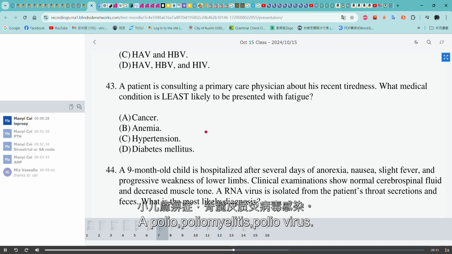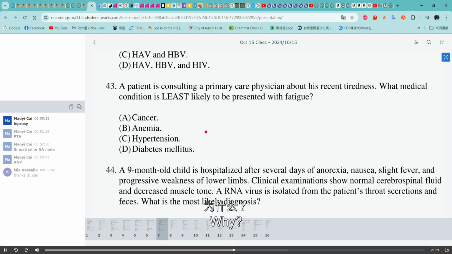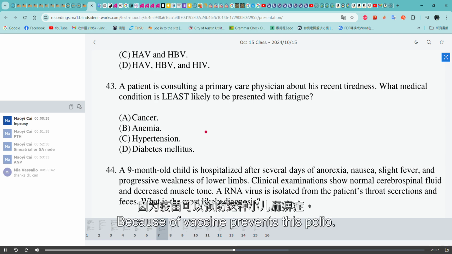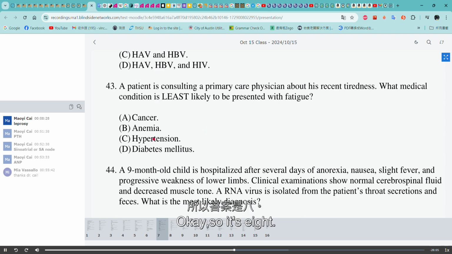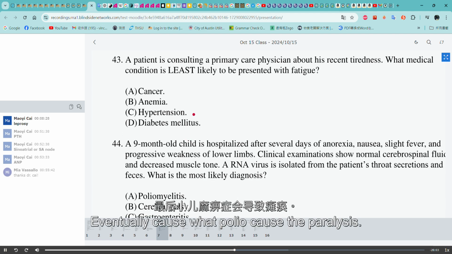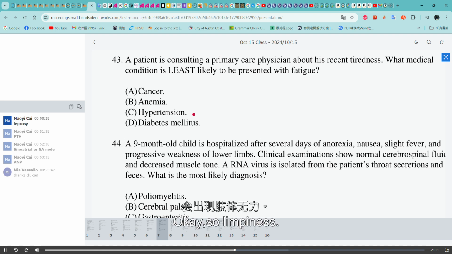Poliomyelitis, poliovirus. But these days you don't see a lot. Why? Because the vaccine prevents this polio. Okay, so it's A. Eventually polio causes paralysis. Okay, so limpness. A. 44.